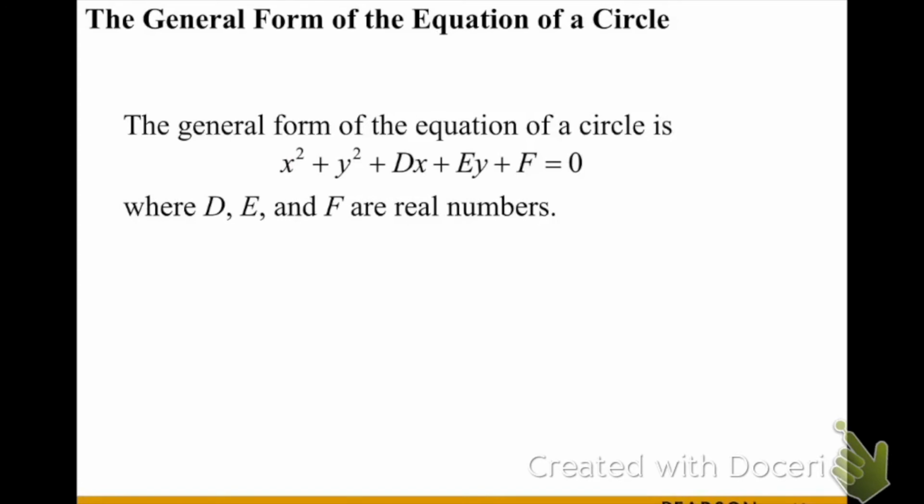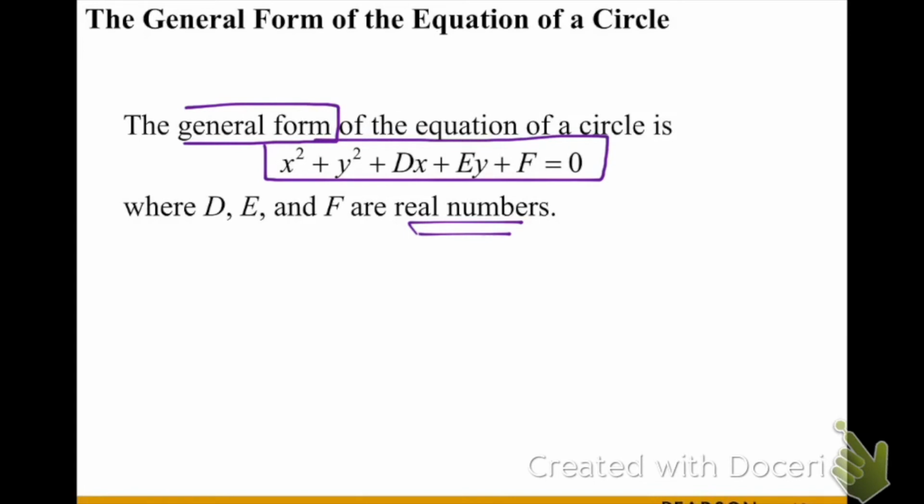Beyond the standard form of the circle, we also need to talk about the general form of the equation of the circle. The general form is given as x² + y² + dx + ey + f = 0, where d, e, and f are all real numbers.